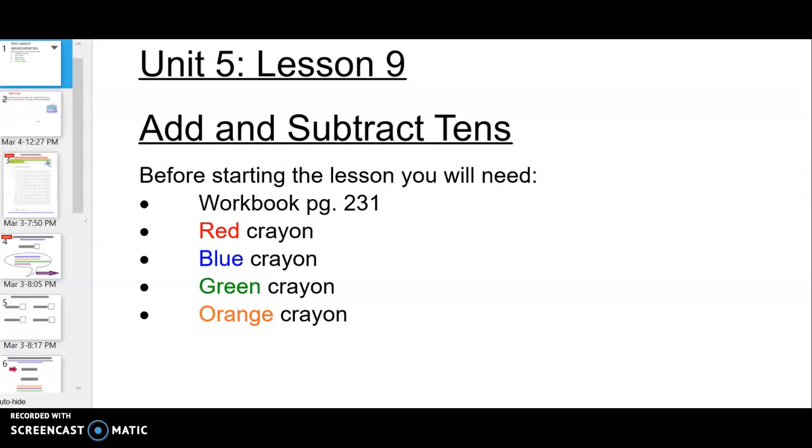Hi, first graders. Today we're doing lesson 9 and we're working on adding and subtracting tens. Before you get started with this lesson, you're going to need to make sure you have your workbook page 231, and you're going to need a red crayon, a blue crayon, a green crayon, and an orange crayon. So take a minute to gather those materials.